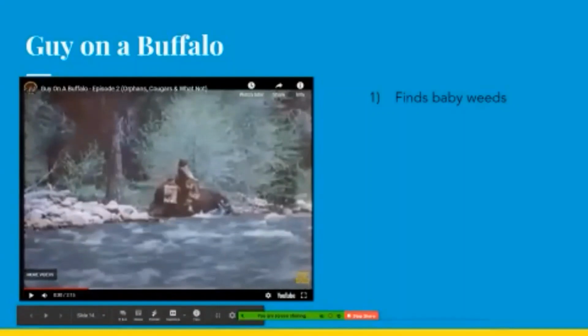So at this point, he's about to try to cross a river. Now, type in the chat if you think it's a good idea to cross a river while you're on a bison. Yeah, so some people are saying no, so let's see what happens, all right?